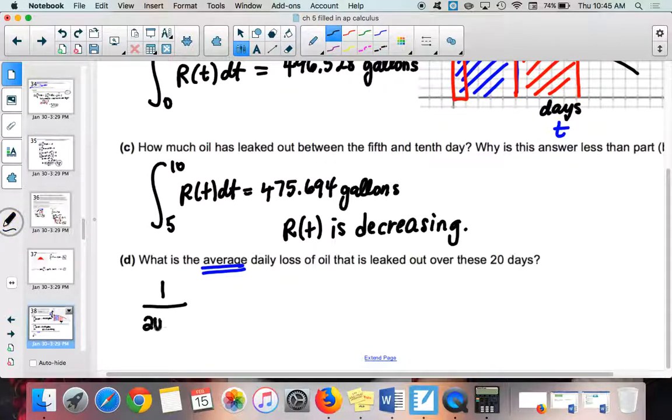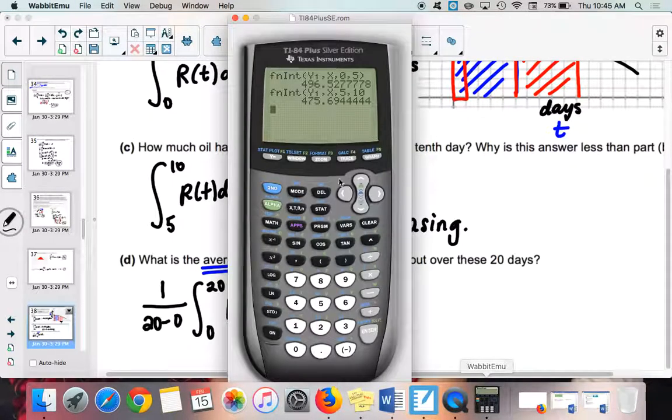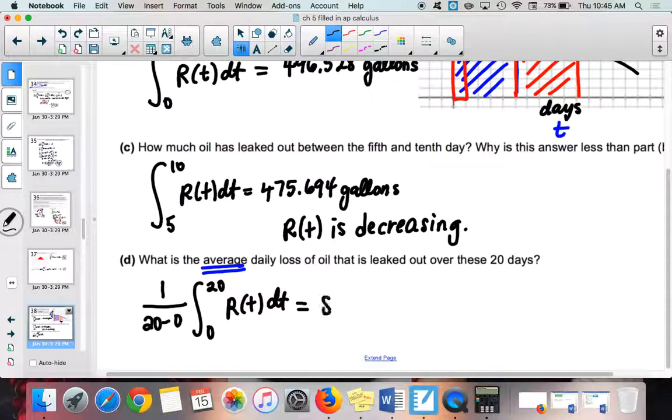And we do average value by 1 over b minus a, integral from a to b of our function. So again, we have that in for y1, so I do my math 9. I can do my vars, y vars, function y1, and I can go from x values 0 to 20. And then once I get that answer, I never forget to divide by 20, right? I'm dividing by that b minus a, the length of the interval, and I get 88.8 repeating. So I'm going to do 88.889 gallons per day.